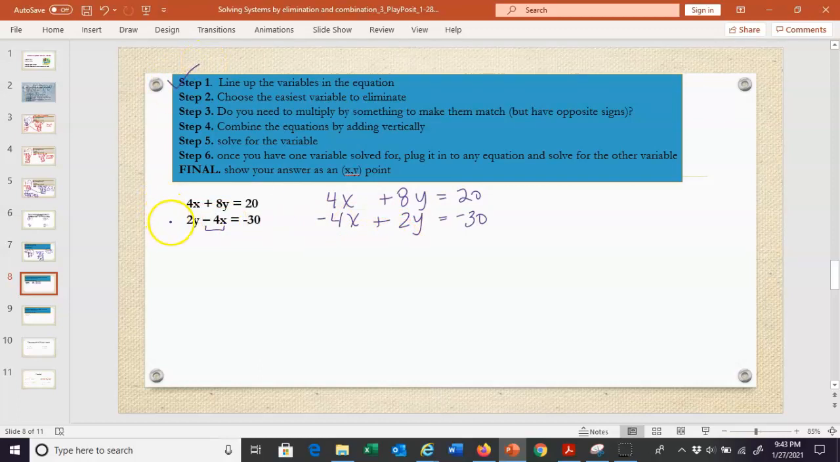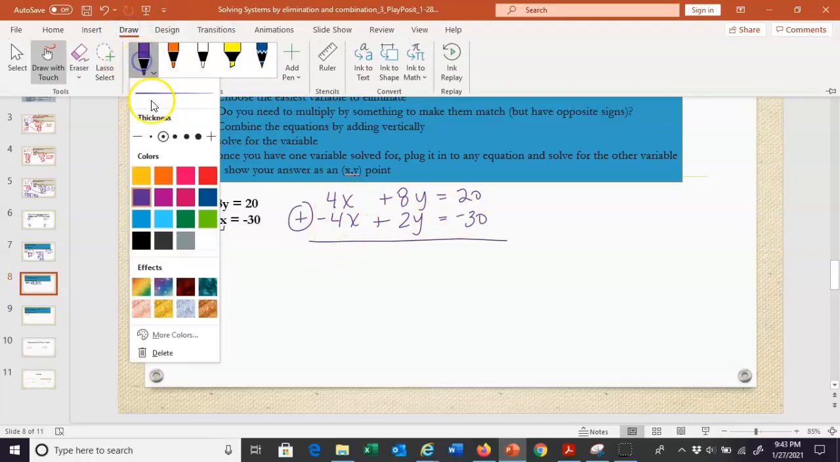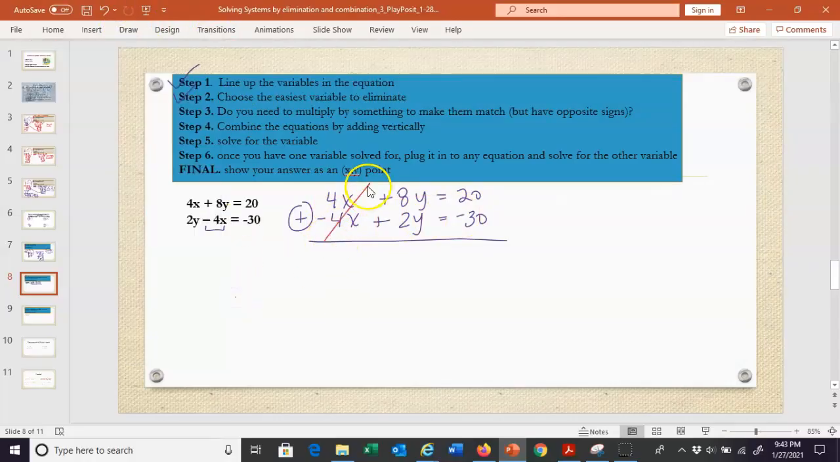Step number 2, choose the easiest variable to eliminate. So what do you guys think? Which one can we just automatically get rid of if we were to add them? And that is the x variable. So we're going to get rid of the x. Do we need to multiply by something to make them match? Nope, they already match. They're already opposite signs, so we're good to go. So we're just going to go ahead and add up and down. Those go away. That's the whole point.